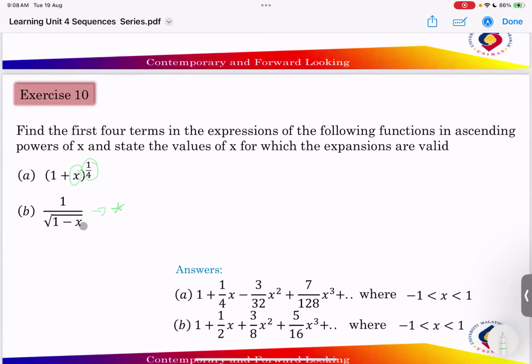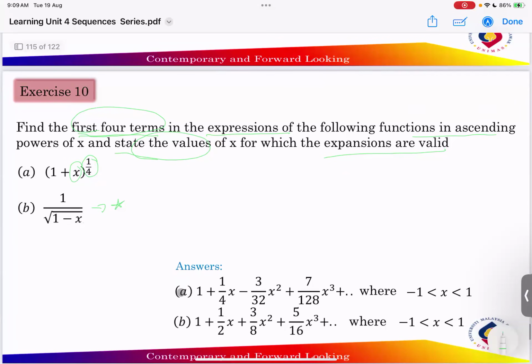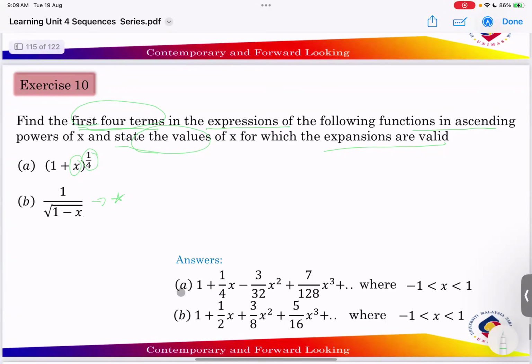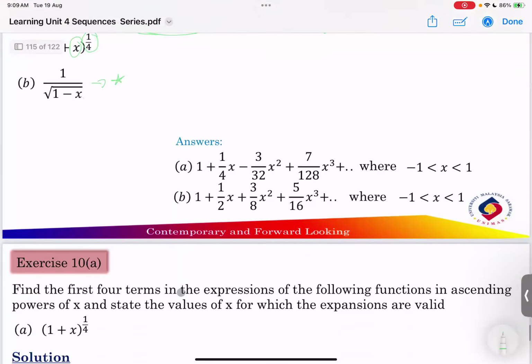You need to convert it first, before you start to find the first 4 terms in the expression for the following function in ascending power. Okay, so in this question, they ask you to find the first 4 terms and state the value of x, which is the validity. Okay? All right, you try first. You can pause this video to try. Okay, if you're done, you can move on to check the solution.